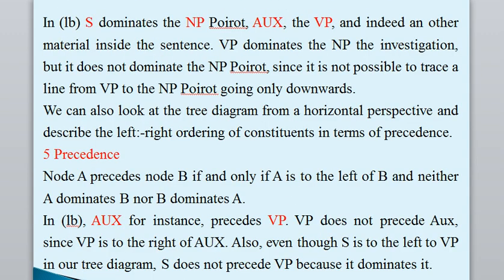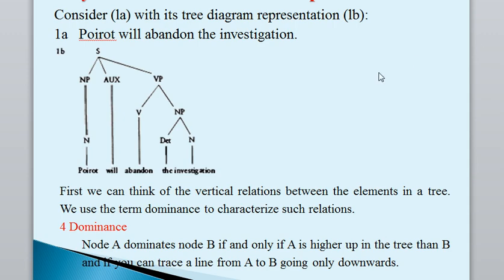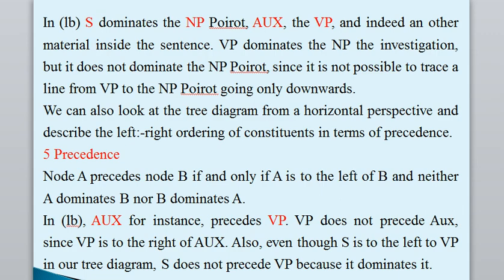For example, in this tree diagram, as I said, the sentence dominates NP, auxiliary, and VP, and VP dominates the verb and NP. This is because VP is higher up in the tree diagram, and we can trace a line from VP to V going downward. Again, NP dominates N. So this is the term dominance, which is the vertical relation.